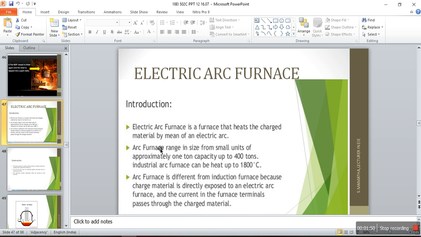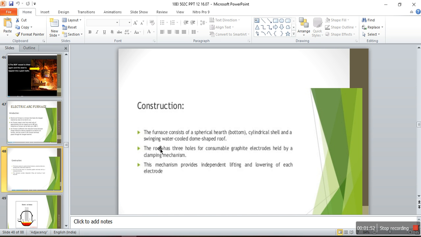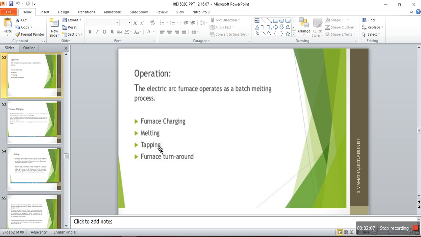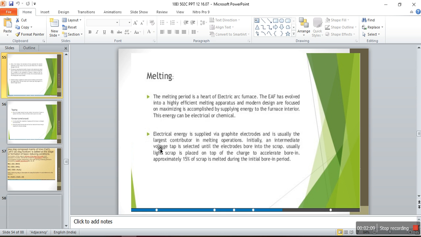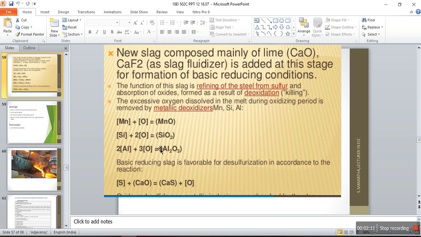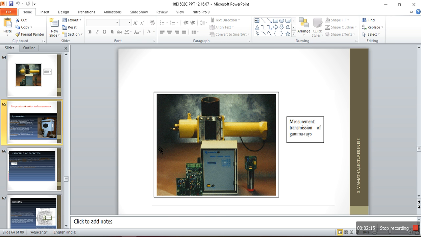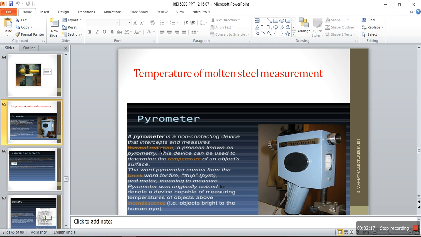Next, we have discussed the electric arc furnace. Whatever scrap was available in the iron and steel plant will be sent to the electric arc furnace, where it is converted into molten steel, which we discussed in the last classes. Today we will discuss the different parameters that have to be measured in the iron and steel plant.